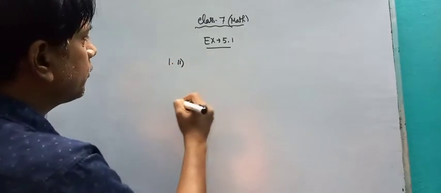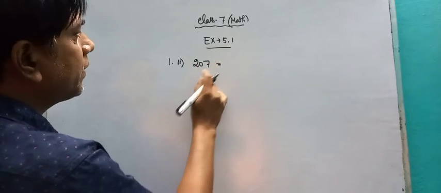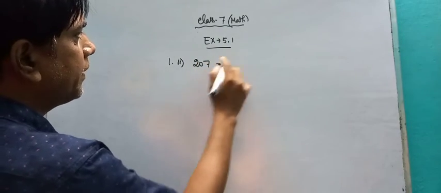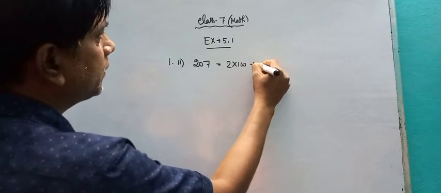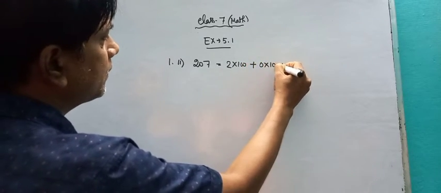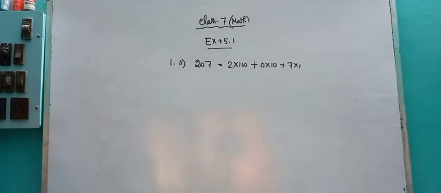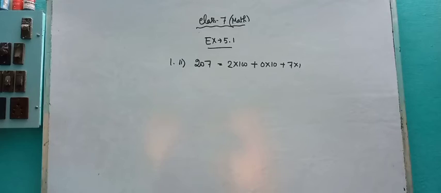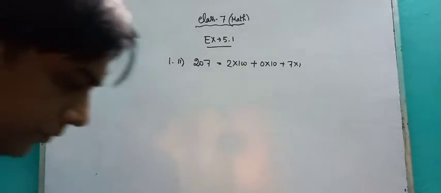So what is that? Generalized form. Generally, this is the math for your class 2 chapter. 207. What is that? This is the 100s, these are the 10s place, these are the 1s place. So this will be your answer for this part. Okay. Next.